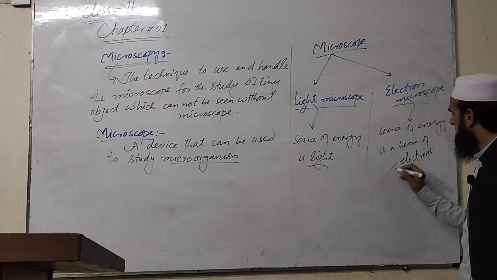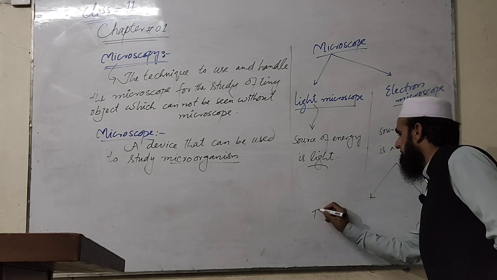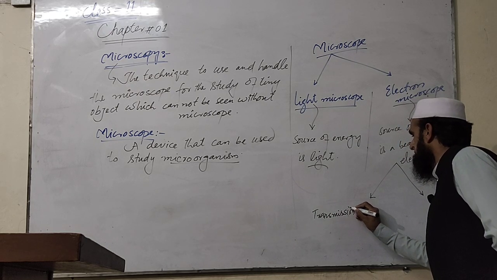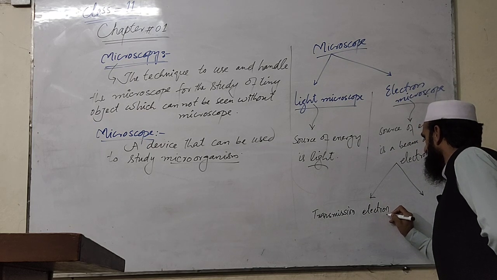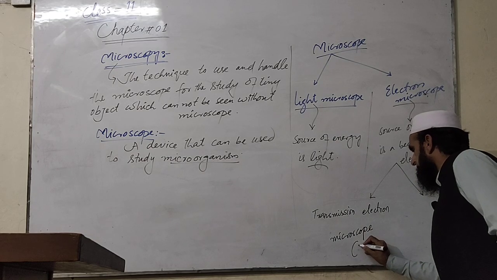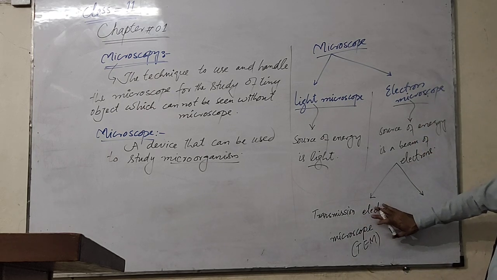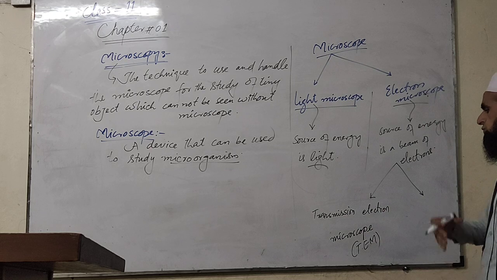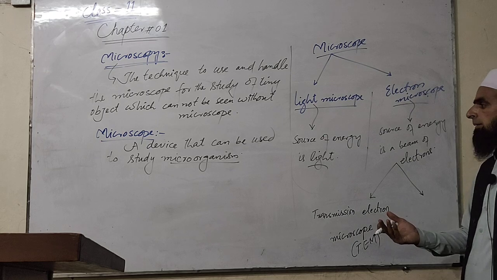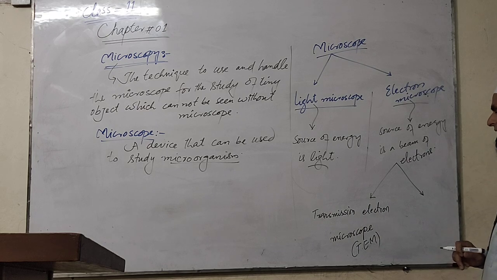Further, the electron microscope is again of two kinds. One is called the transmission electron microscope, which is abbreviated as TEM, and this is a very high power electron microscope which is used to see very minute structures of the cells. Even a cell is a microscopic structure. Inside the cell, different kinds of structures are usually studied by the transmission electron microscope.